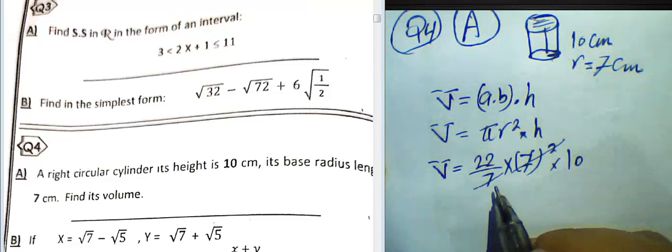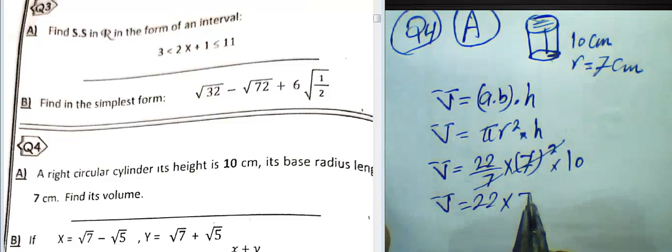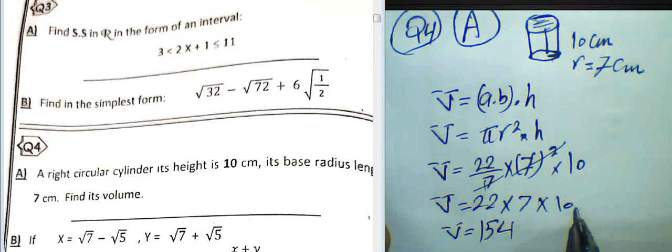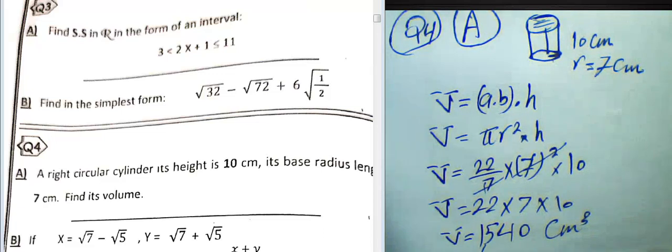7 power 2 divided by 7 equals 7. 7 times 22 times 10. 22 times 7: 2 times 7 equals 14, write 4 and carry 1. 2 times 7 equals 14 plus 1 equals 15. So 154 times 10 equals 1540 cubic centimeters.